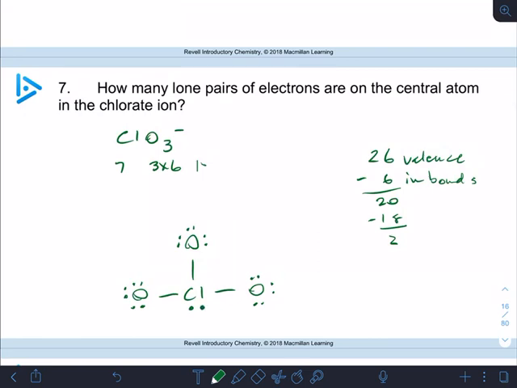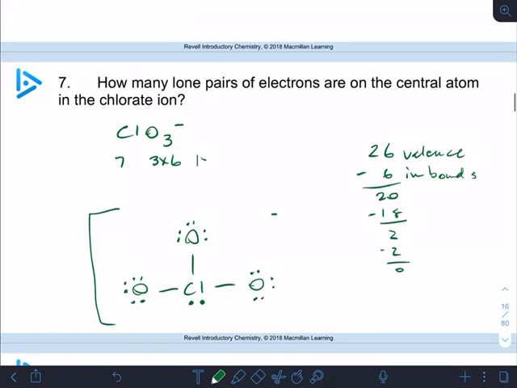All right. So that took care of 18 electrons, which means that I have 2 electrons left to put on my central atom. Okay, so that takes care of all my electrons in my drawing. All right, so to answer the question, how many lone pairs of electrons are on the central atom of the chlorate ion? There is 1 lone pair.